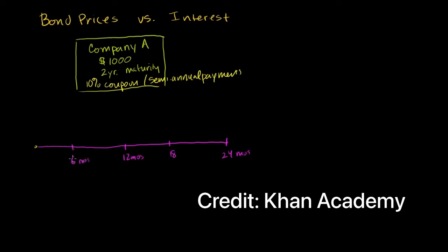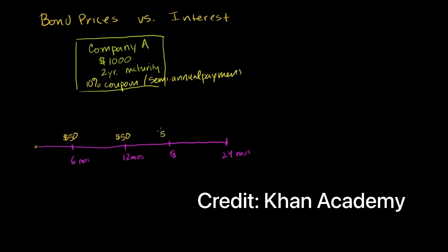And we went over a little bit of this in the introduction to bond video. But it's a 10% coupon paid semi-annually. So it'll pay us 10% of the par value per year, but it's going to break it up into two 6-month payments. So 10% of 1,000 is $100. So they're going to give us $50 every 6 months. They're going to give us half of our 10% coupon every 6 months. So we're going to get $50 here, $50 here.